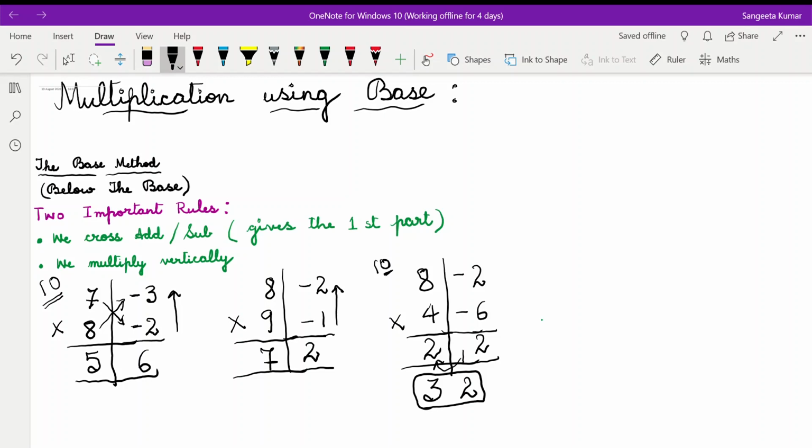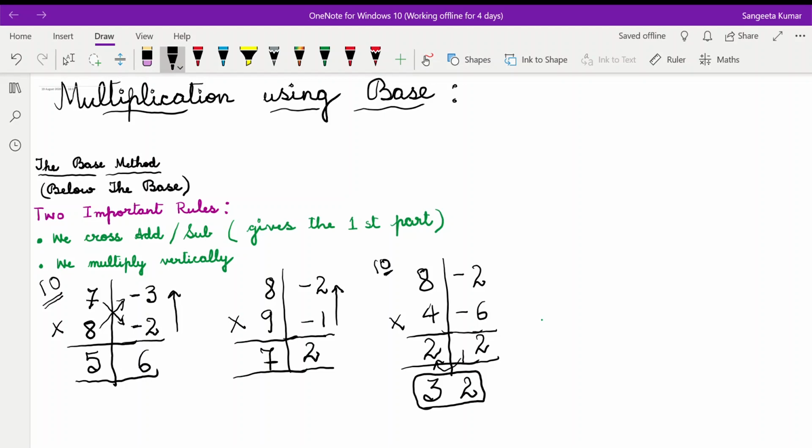The second is we multiply vertically to get the second part of our answer. The third is the placement rule. That means whatever base we have taken, if it is 10, then the last part of the second part of our answer will have a single digit. If we have taken the base as 100, then it will have two digits. And the last rule is that for both the multiplier and the multiplicand, it should have a common base. We cannot have different bases.